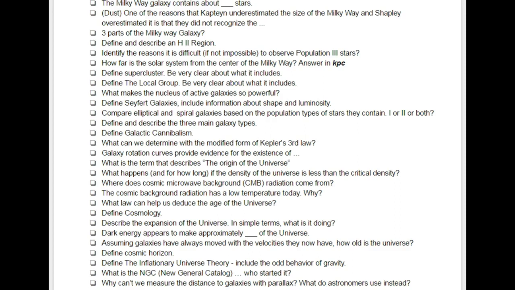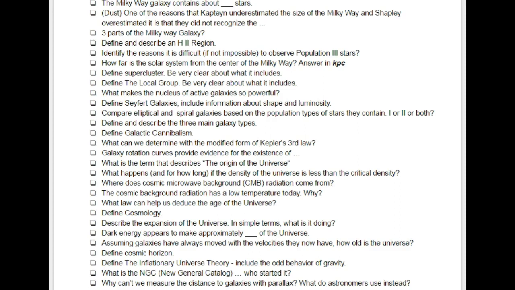And according to physics, it shouldn't do that unless there was mass on the outside attracting it, so it's dark matter. When we look at dark energy, it appears to make up approximately 70% of the universe. And assuming galaxies have always moved at the velocities they have now, how old is the universe? That gives us an estimate of 14 billion years.